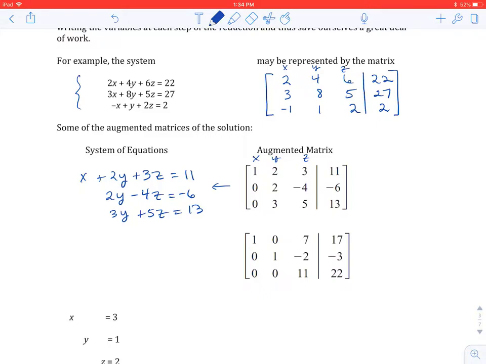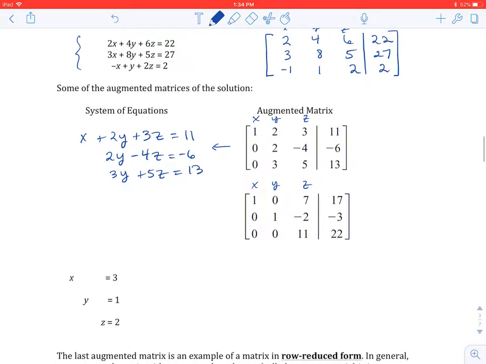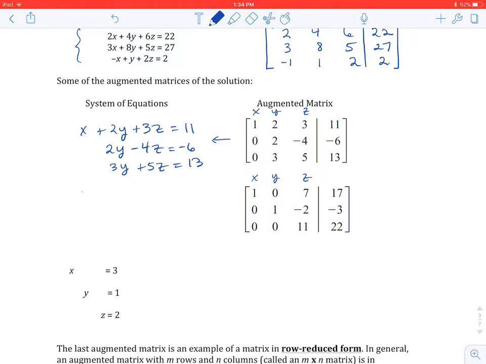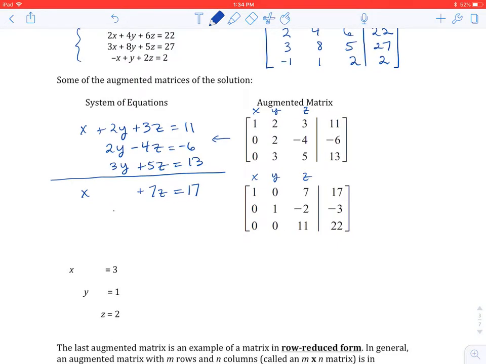All right, let's try another one. How about this third one, X, Y, Z in front of the columns? That's 1X plus no Y's plus 7Z's equals 17. The second one becomes no X's, a Y minus 2Z equals -3. And the last row, there are no X's and no Y's, but there are 11 Z's equals 22.